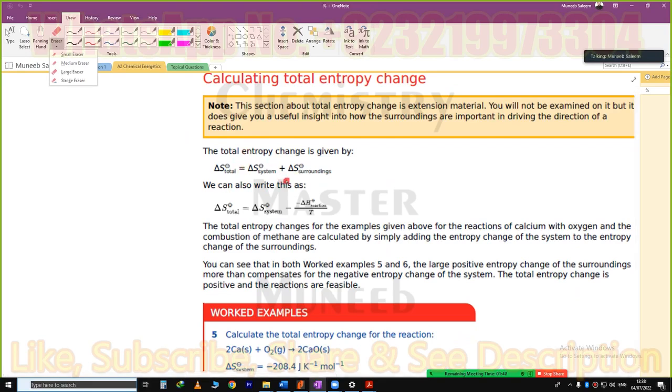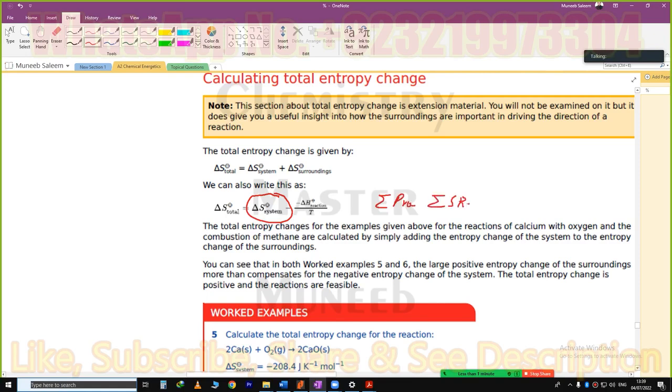Delta S total is equivalent to this, and we can replace this delta S surroundings with its own formula, which is minus delta H reaction divided by T. You can also replace this delta S system with its own formula, which is delta S products minus reactants.